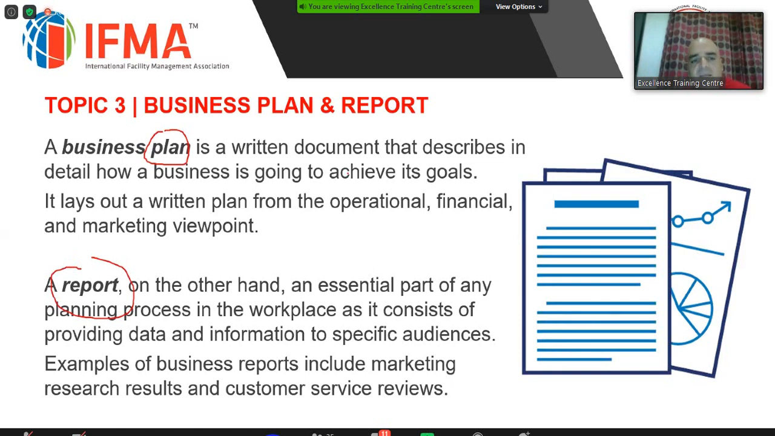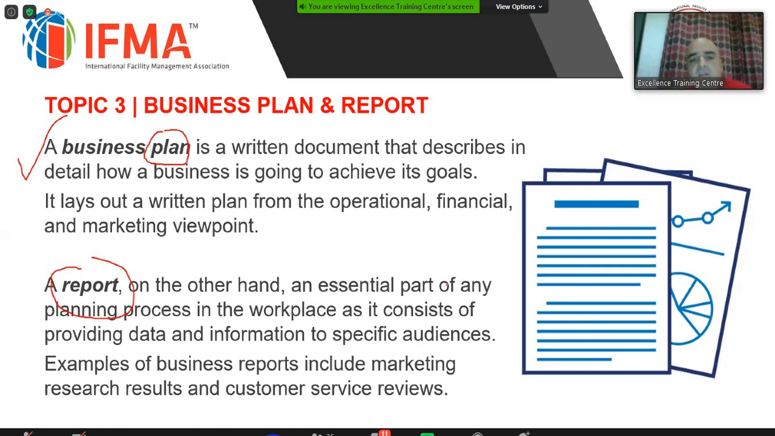So a business plan, let's say, is a written document that describes how a business is going to achieve its goals. It lays out a written plan from the operational, financial, and marketing point of view. You can create a business plan as an IFMA manager on why, for example, you want to buy man lifts to enable social distancing at a time when coronavirus cases are rising, rather than rent them. So you develop a business plan. You talk about the financial things and the operational things.